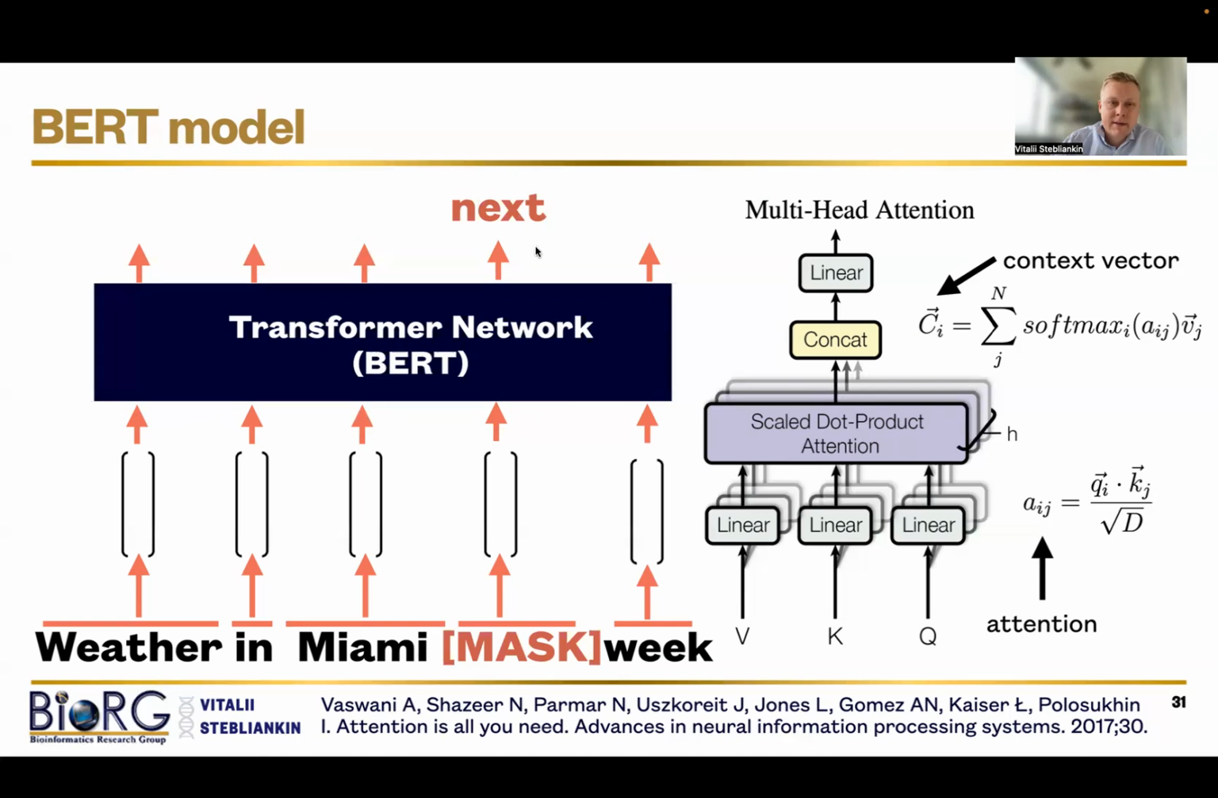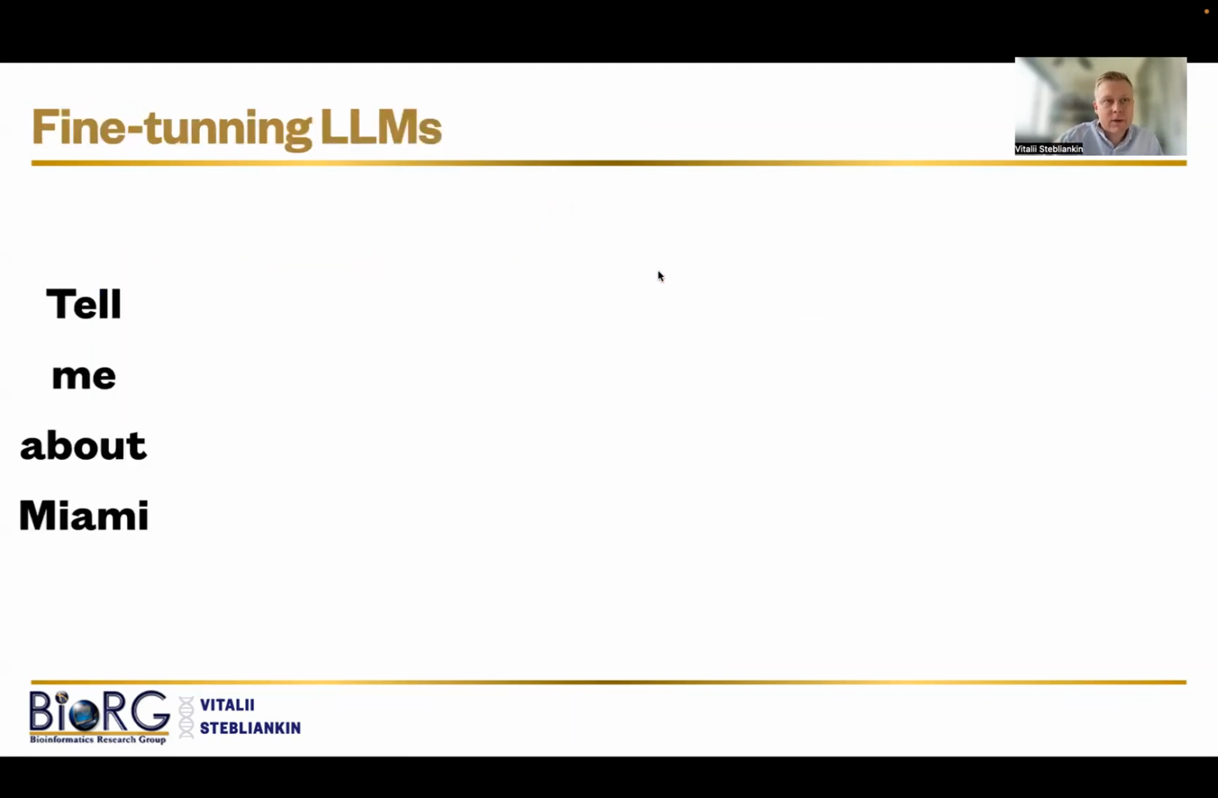In our case, the missing word was "next": "We are in Miami next week." Using this random masking, if we provide a lot of textual data, the model is going to learn the underlying distribution of the language, learn the patterns, and know what words should follow one another. Okay, so this was the pre-training part of the transformer.